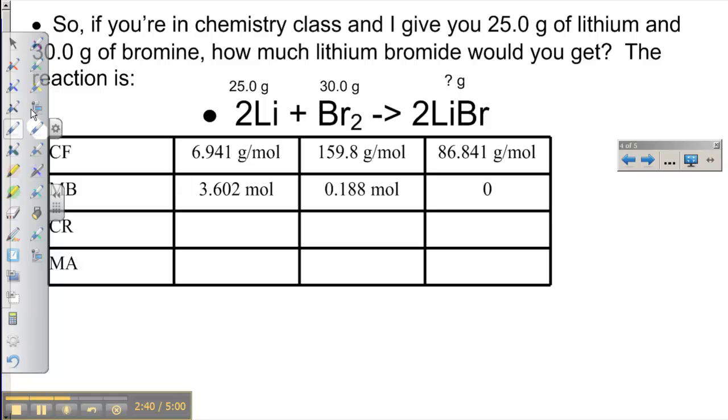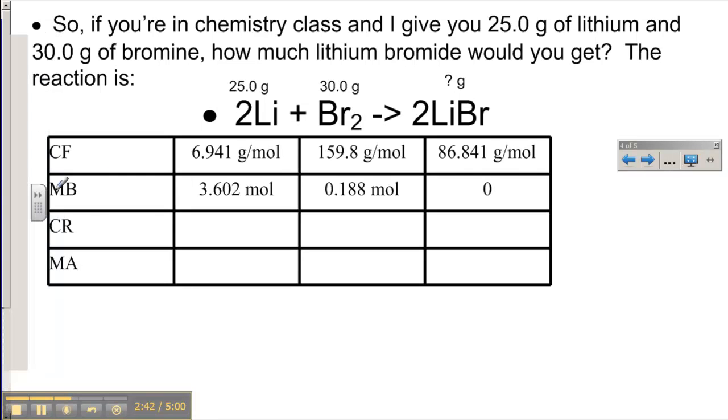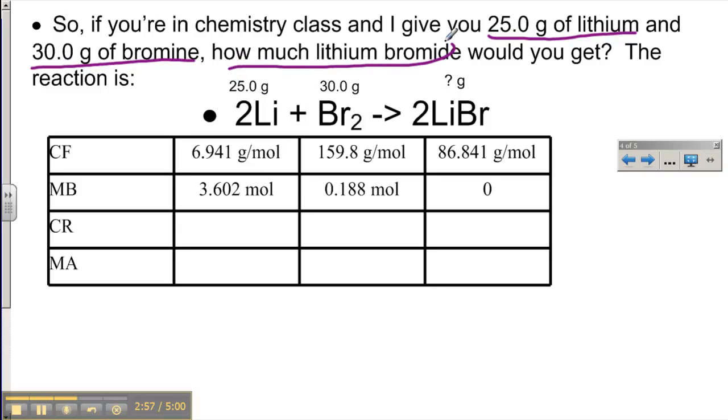So we have a problem here, and it says you're in chemistry class. I give you 25 grams of lithium and 30 grams of bromine. How much lithium bromide would you get? So here's our balanced equation. So we start with 25 grams of lithium. Oh, sorry, I forgot to circle. Here's 30 grams of bromine. We are looking for grams of lithium bromide.